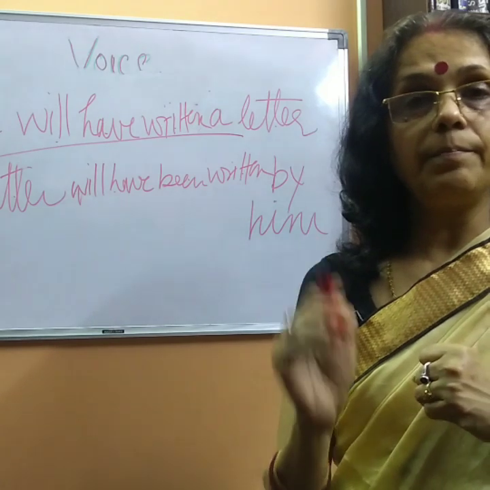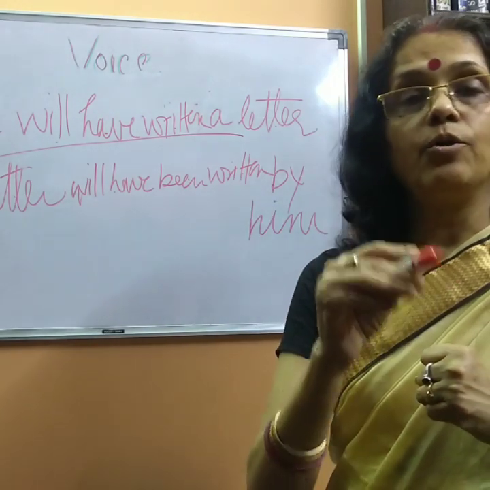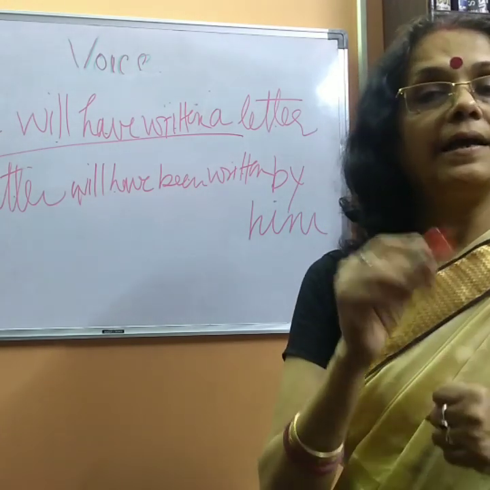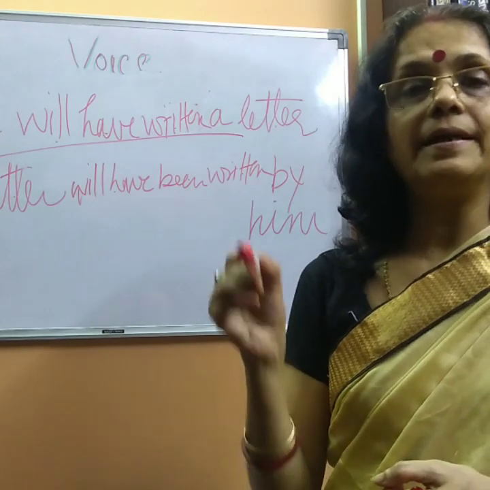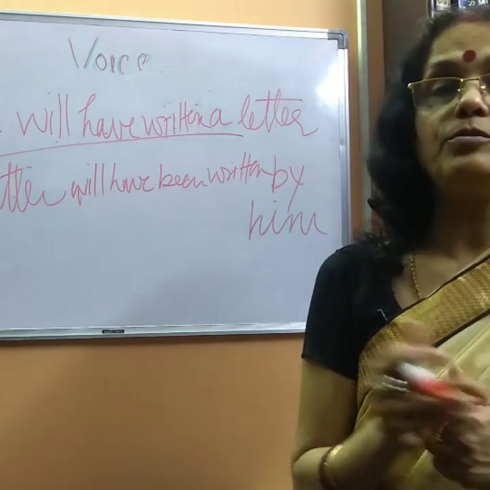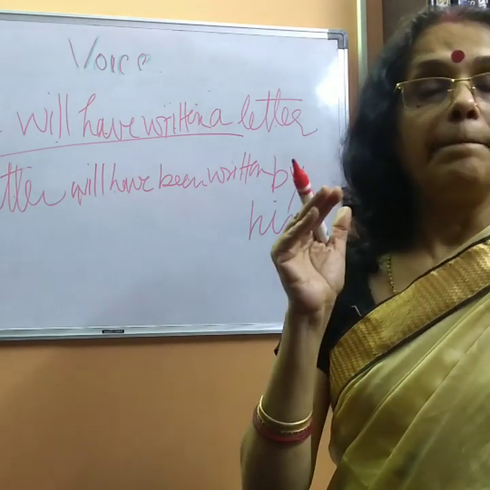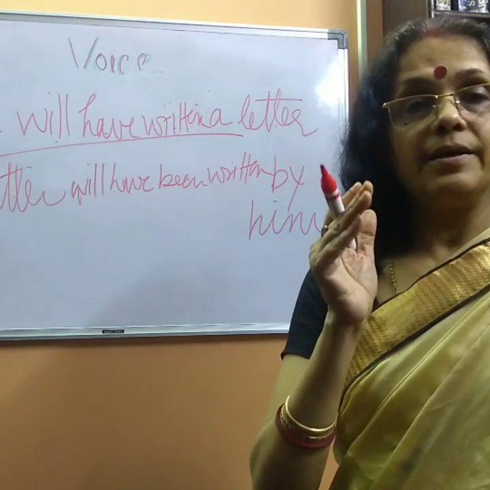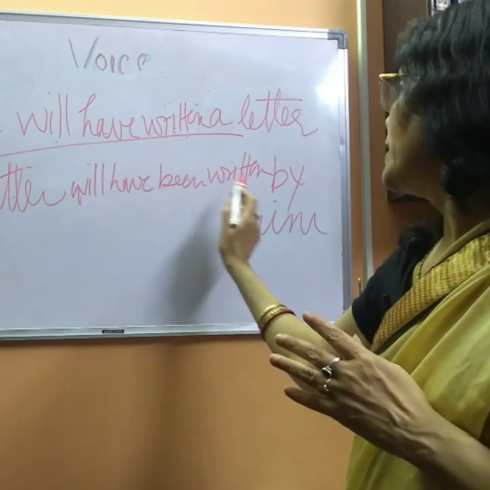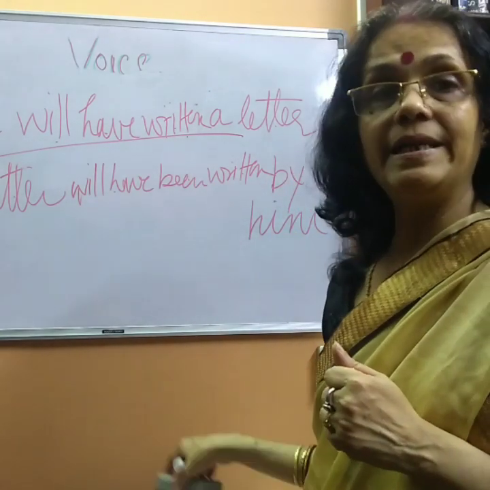In the same way, in past tense, he wrote a letter, was written by him. He was writing a letter, was being written by him. And he had written a letter, had been written by him. So three plus three, six, and two in your future tense. He will write a letter, will be written by him. And future perfect, he will have written a letter, will have been written by him. So these are the basic ones.